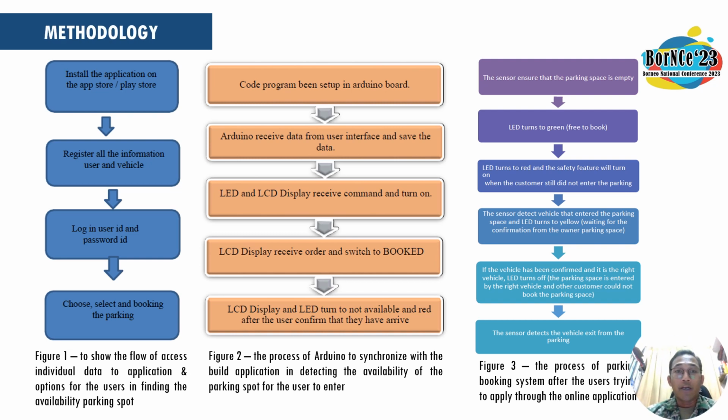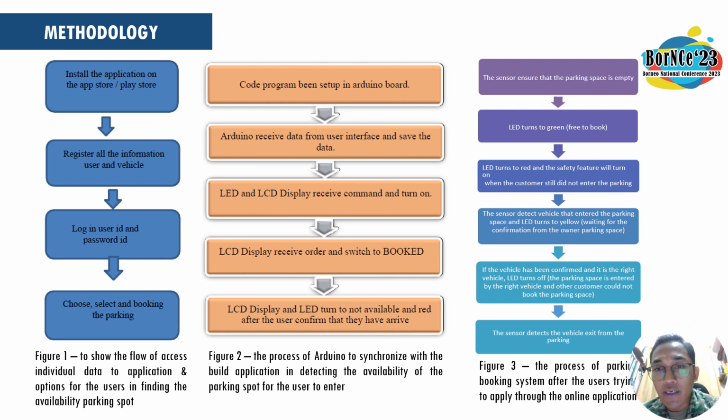Our methodologies. Install the application from the App Store or Play Store, then register all the user and vehicle information, log in with user ID and password, and choose, select, and book the parking. Code programming is set up on the Arduino board. Arduino receives data from the user interface and saves the data. LED and LCD display receive the command and turn on. The LCD display receives the order and switches to booked. The LCD display and LED turn to not available and red after the user confirms that they have arrived.